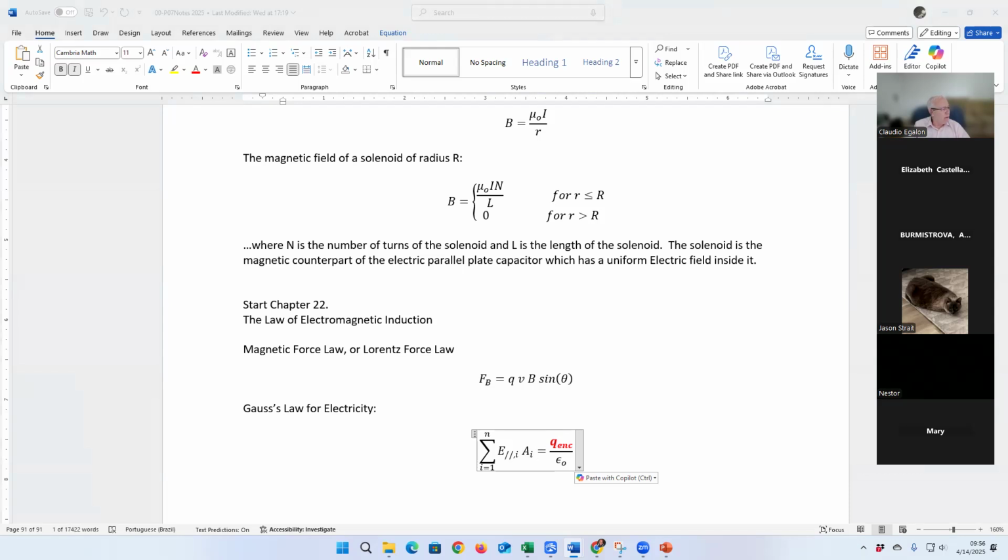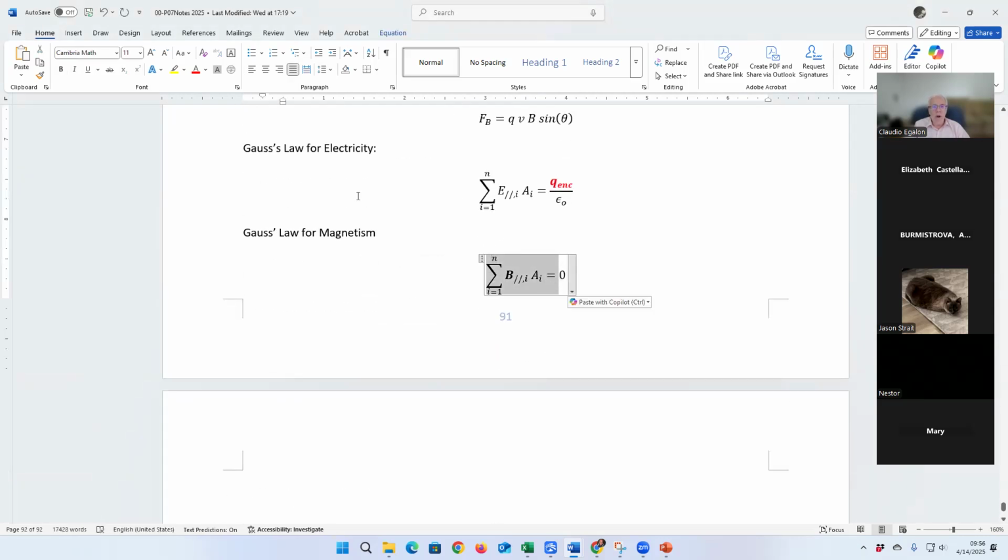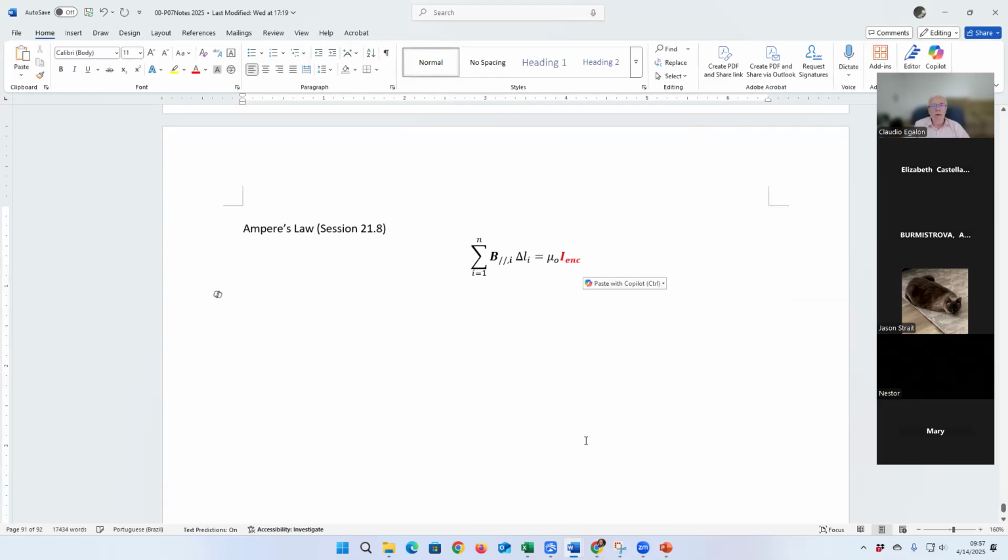Gauss's law of magnetism, which is the magnetic counterpart of this law here. The difference being that we have zero because there is no magnetic charge, no magnetic monopoles. And we have Ampere's law, the last one we saw. And we have one more law that I'm going to formulate here for you.